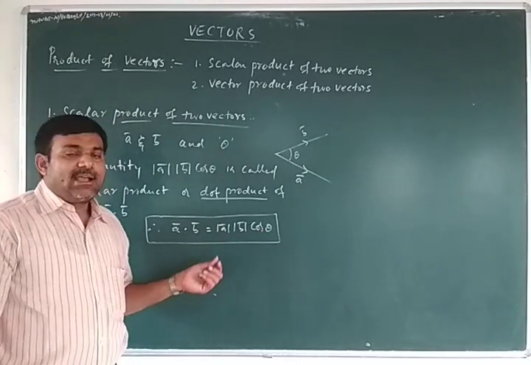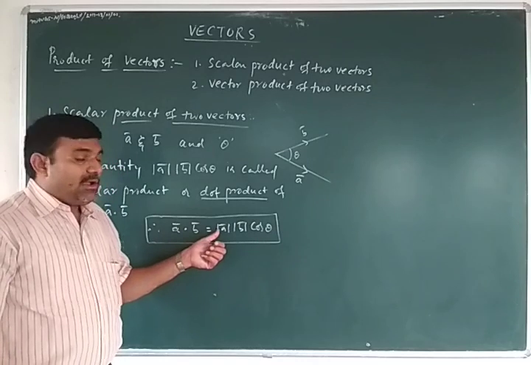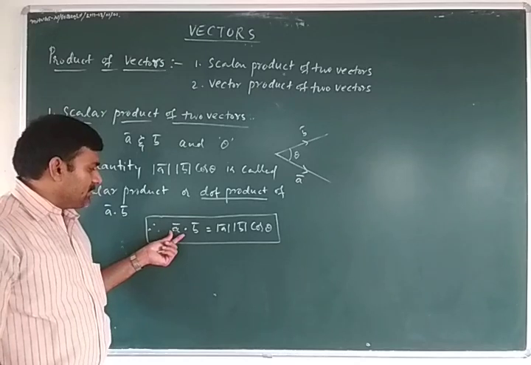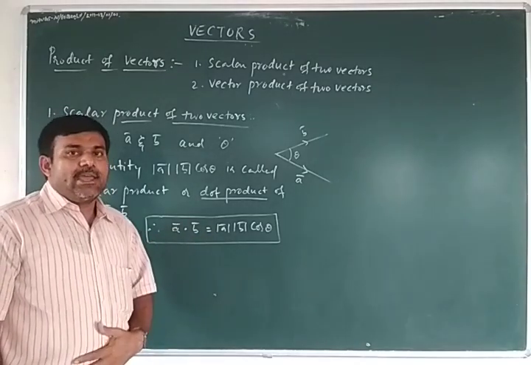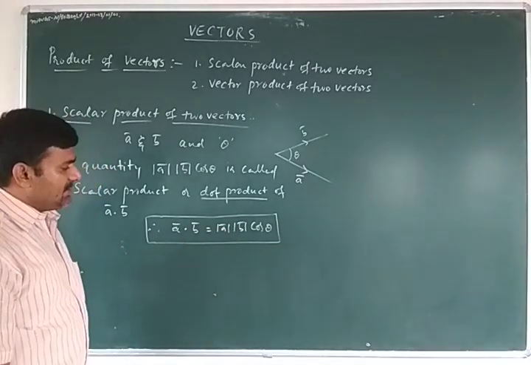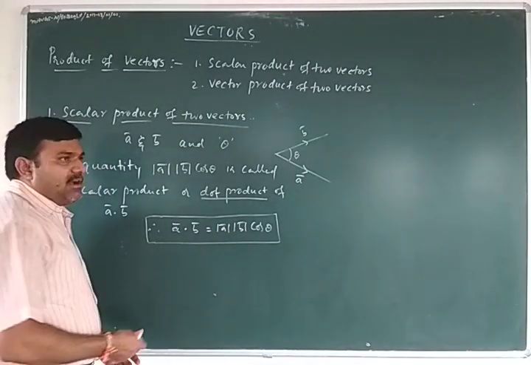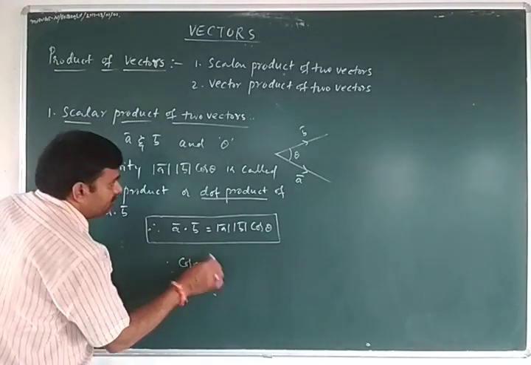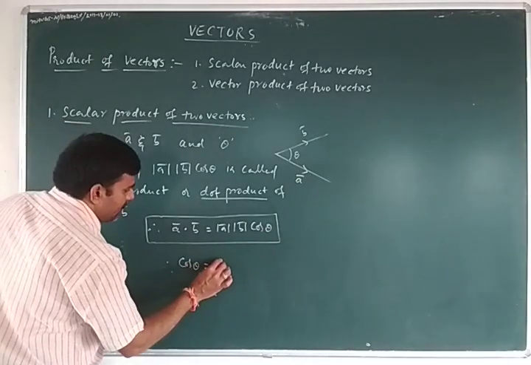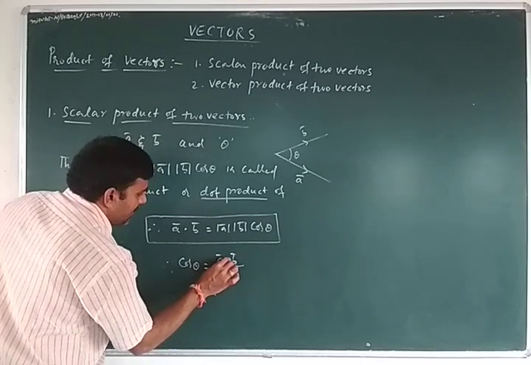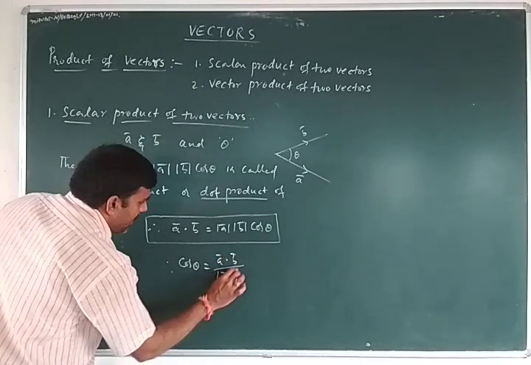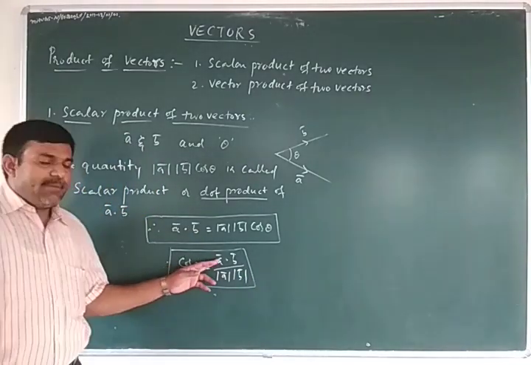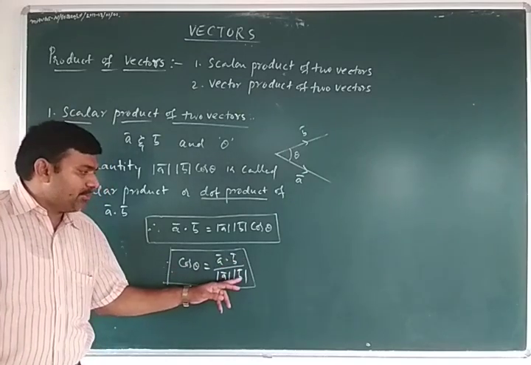Once the angle between the two vectors and the magnitudes of A bar and B bar are known, the dot product formula can be used. From this we can also derive the angle between the two vectors: cos theta is equal to A bar dot B bar by mod A bar into mod B bar. That is the cos theta formula.